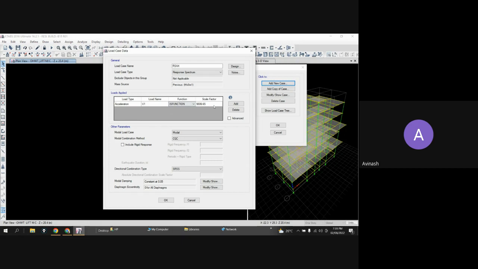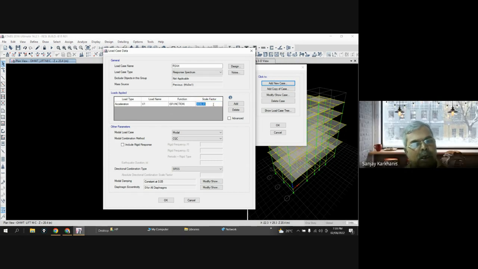Yes, sir. And here you can choose arbitrary. I will talk about this later. You just say 1000. That is the arbitrary scale factor that I'm using, because here you can see it is in mm per second square, and that's why I am using 1000. Right? Then modal case, it is the modal combination that I have talked about, CQC, and directional combination, SRSS, and then everything is okay, click OK.